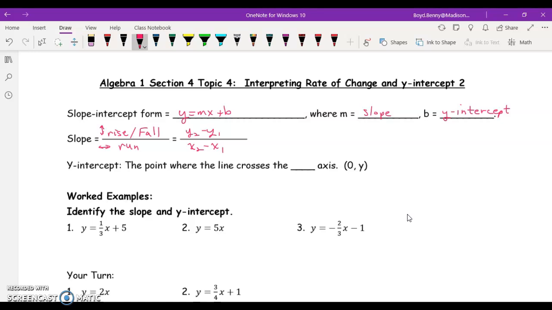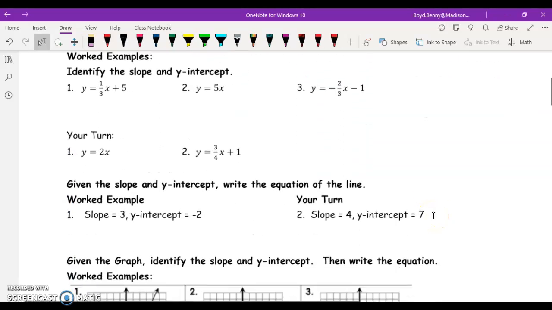The y-intercept is the point where the line crosses the y-axis, and it's denoted as (0, y). So in these three examples, we see the slope is 1/3, and the y-intercept is 5. In number 2, we can see that the slope is 5, and the y-intercept is, oh, there's nothing here. Well, that must mean that that is plus 0, so the y-intercept would be 0 and would pass through the origin.